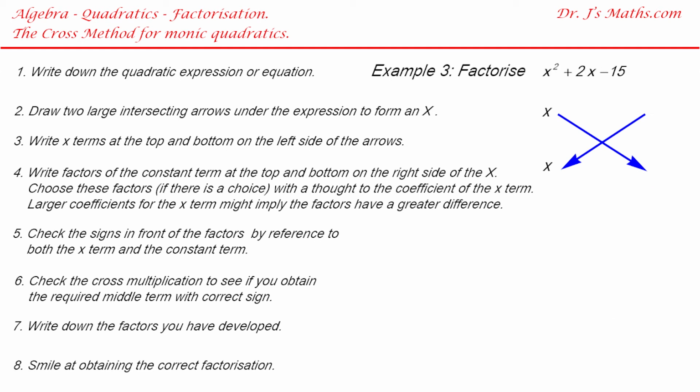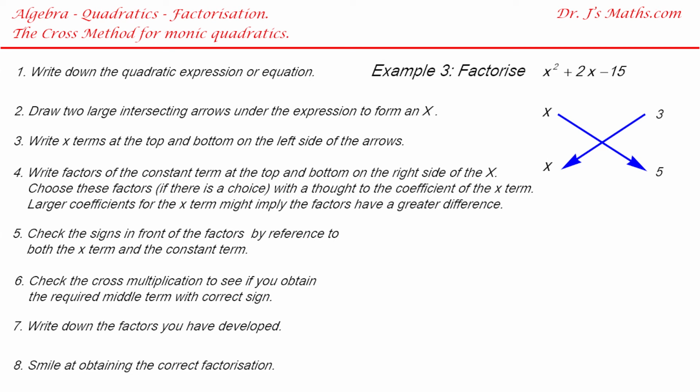Example 3. We're going to factorise x squared plus 2x minus 15. So we've written that down. We've drawn our big arrows. We've written our x terms at the top as we normally do. X times x is x squared. And then we're going to write the factors of the constant term. Now 15 is either 1 and 15 or 3 and 5. Well, we'll go for 3 and 5 as a starter.